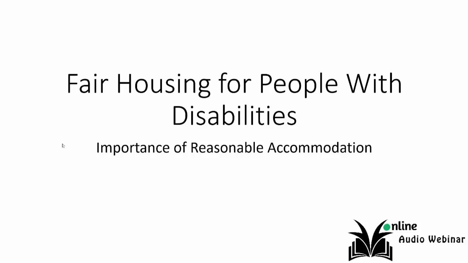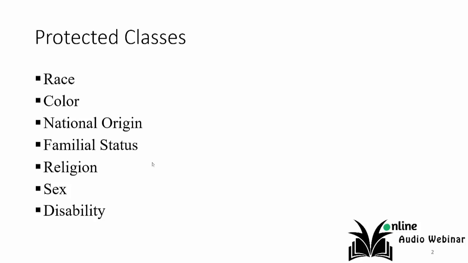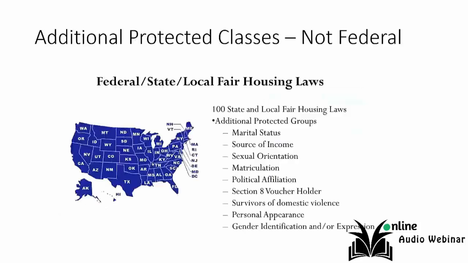Today we're going to be talking about fair housing with people with disabilities, and part of that is the importance of reasonable accommodation. That's the prime topic that we're going to be talking about. Now, first we need to review a little bit of the basic fair housing and some of the protected classes. There are 7 federal protected classes, and these are race, color, national origin, familial status or families with children, religion, sex, and disability. There are additional protected classes that are not federal.